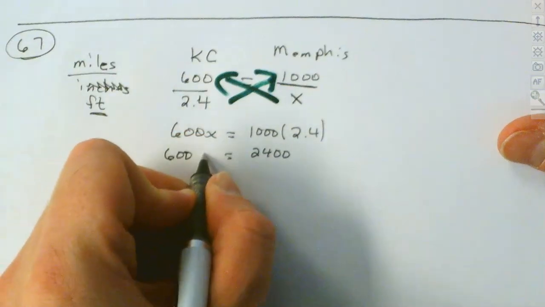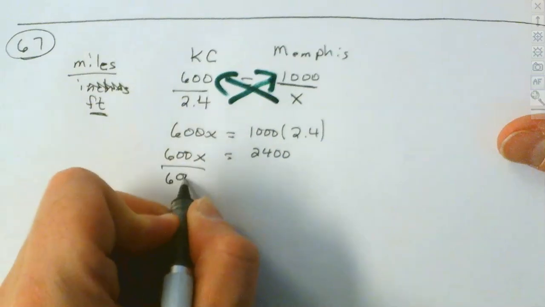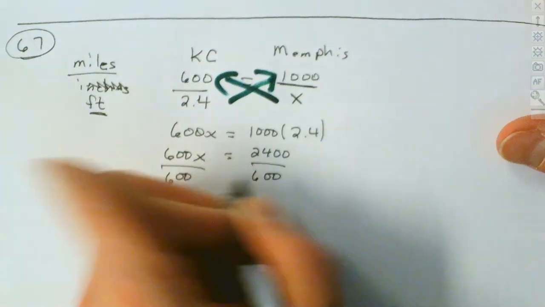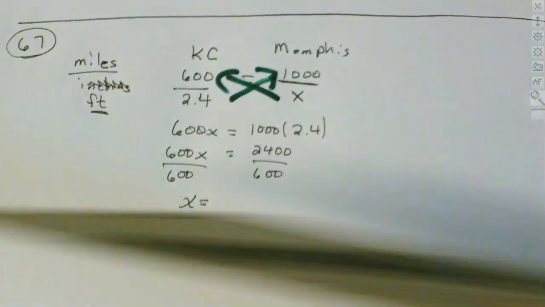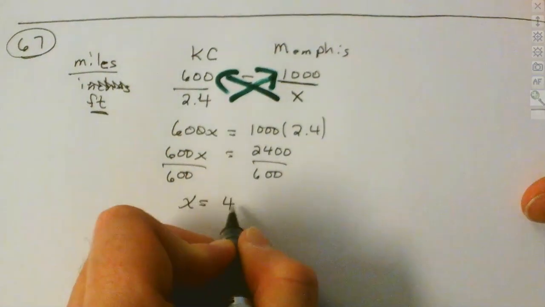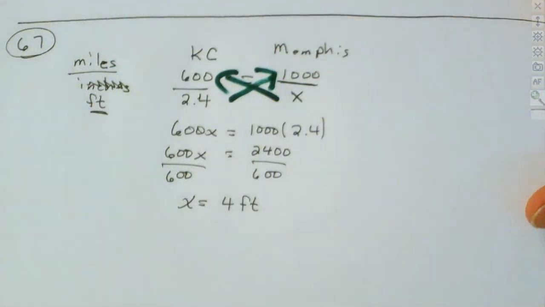Equals that 600x. Divide by our 600. And that should leave you with 4, I believe. Yep, I can always double check myself while we write that down. So 2,400. We're going to divide that by your 600. And that comes out to be 4. So on the map, that would be 4 feet.